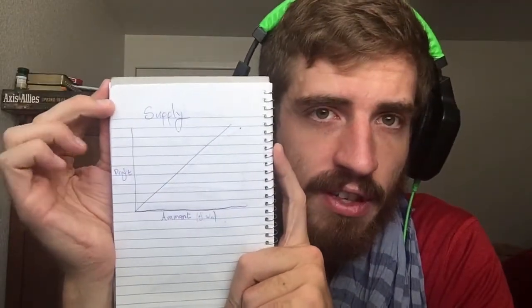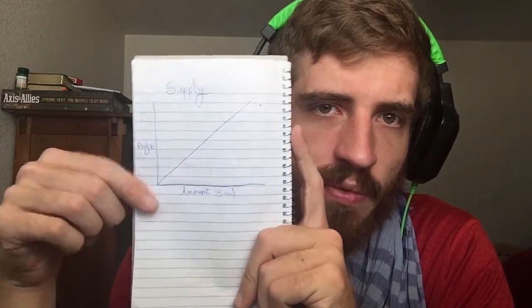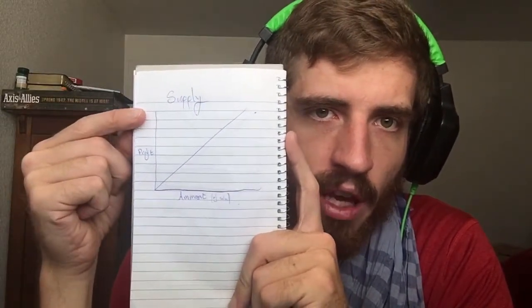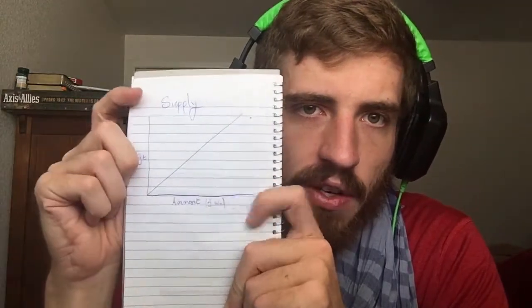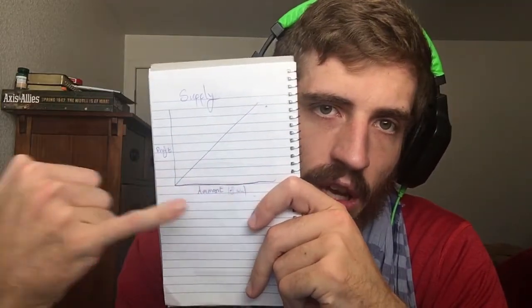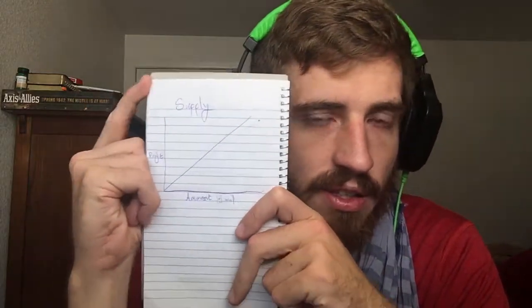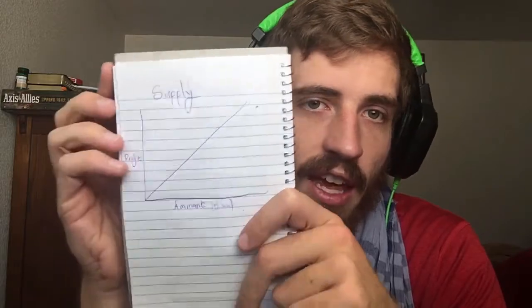Okay, and then we get supply. On the supply graph, it's different. On the y-axis here, we have profit, and on the x-axis, we have amount, or amount of sales, okay? As we sell more, profits go up. Pretty simple. The supply one is pretty simple. Okay, then what we do is we put them together.